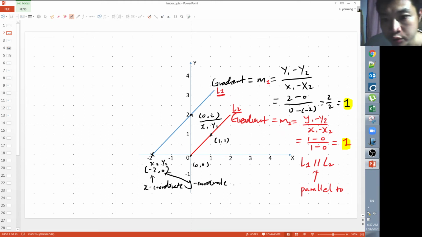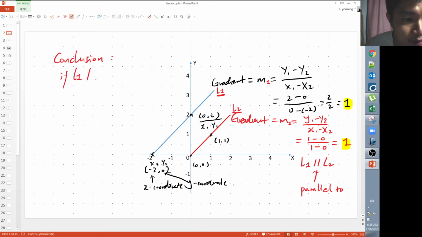Okay, so you use line 1 to represent the blue line, so you use gradient 1 to represent the gradient of line 1. Alright, so the conclusion here is, let me write the conclusion on the left. If line 1 is parallel to line 2, your m1, which is the gradient of line 1, should be equal to your m2. Okay, so m2 is the gradient of line 2.